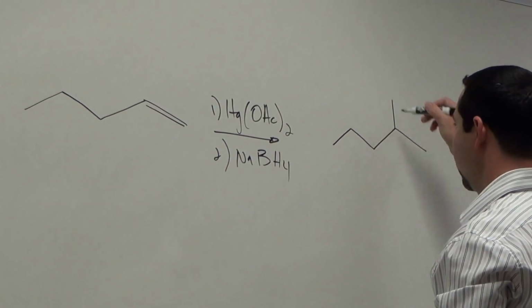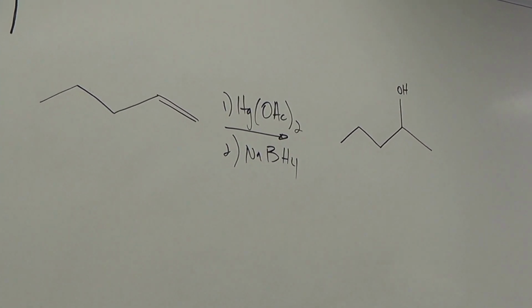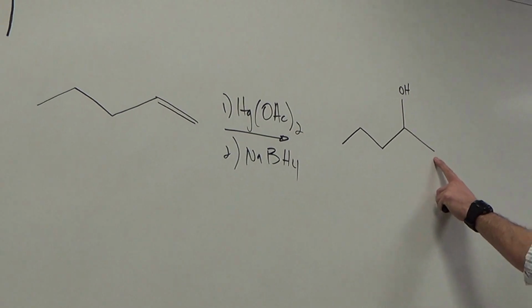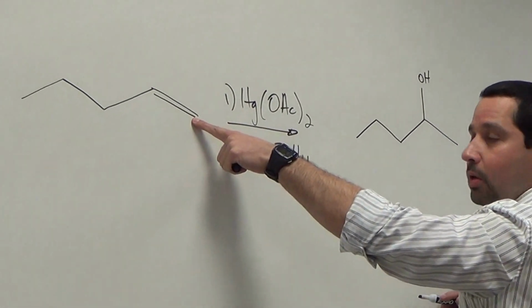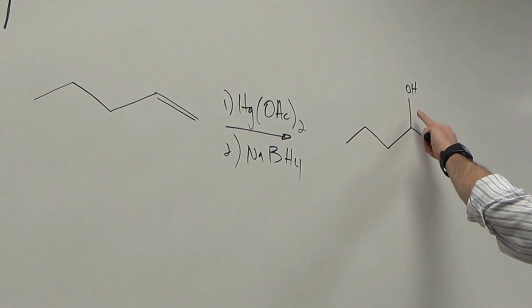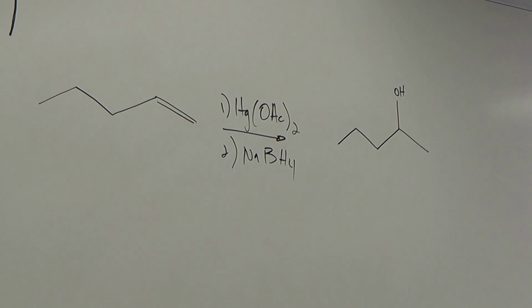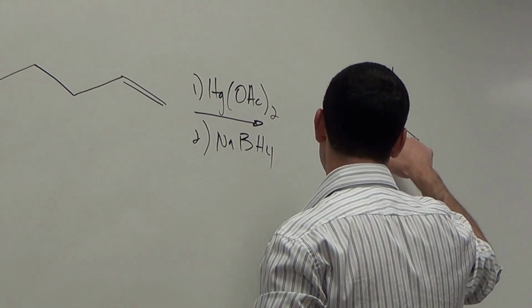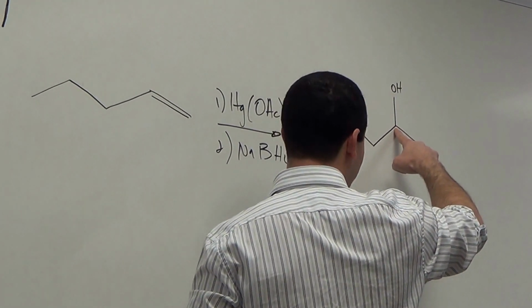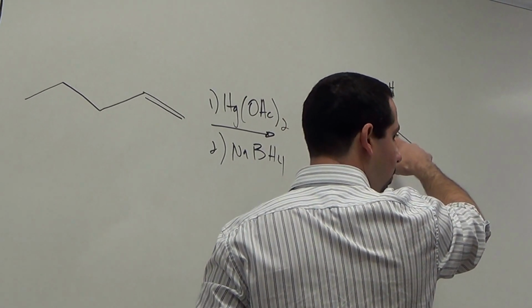Where is the OH going to go? The OH is going to go here, yes? Because this is Markovnikov addition. This side has 2 hydrogens, so the next hydrogen is going to go here. You have to know that if you get Markovnikov addition, and I ask you for stereochemistry, you have to give me R and S. Is this carbon chiral? Yes, it is. So because it's chiral, you have to give me 2 products, yes?